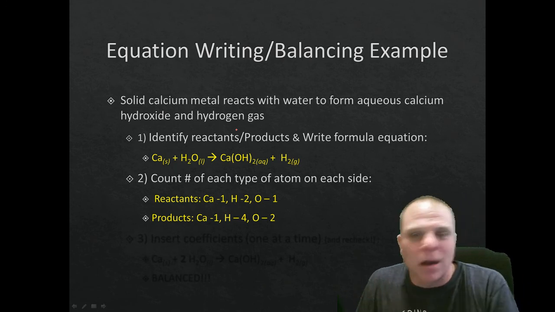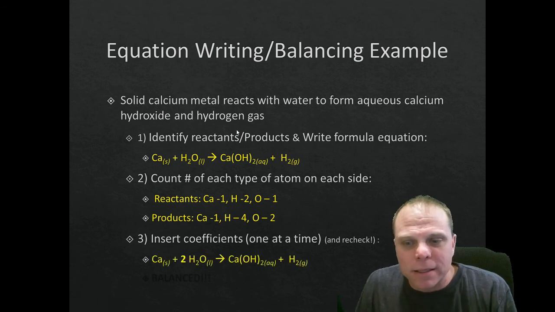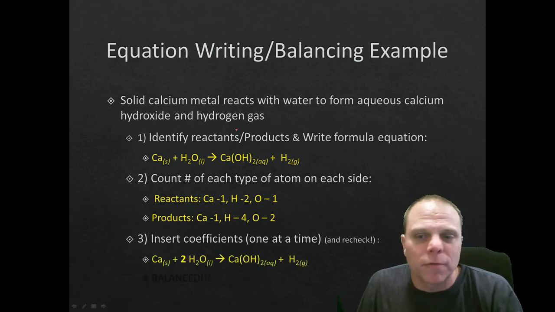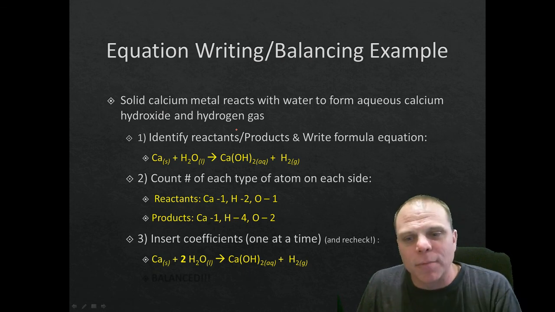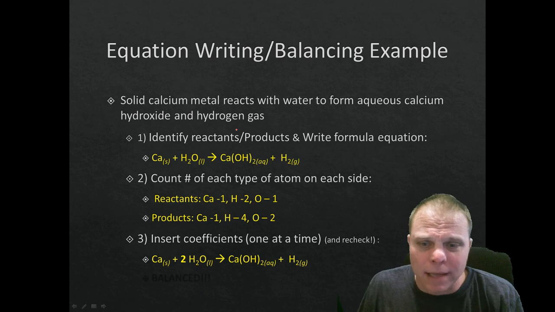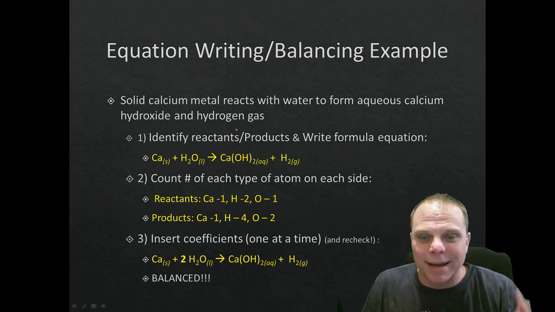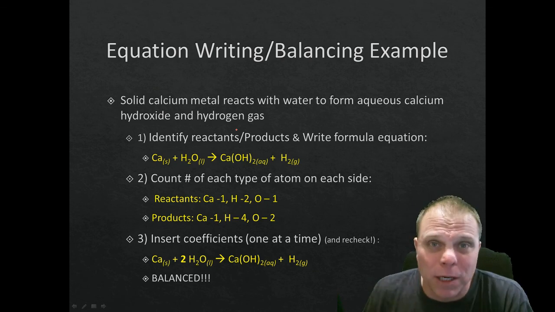So I've got to go through and start making successive passes. What you can see here is I could probably pretty easily balance this by just putting a 2 in front of my water, because that's going to give me 4 hydrogens, which will balance out what I need on my product side, because it also gives me 2 oxygens. And so I can double check that, and I get it. I'm done. That's the kind of stuff we expect you to be able to do.